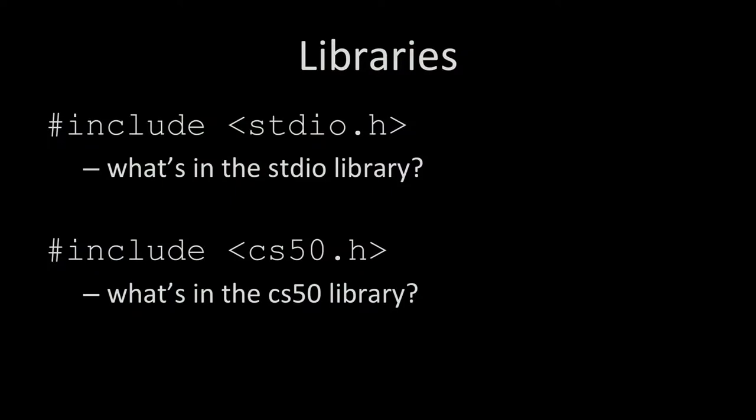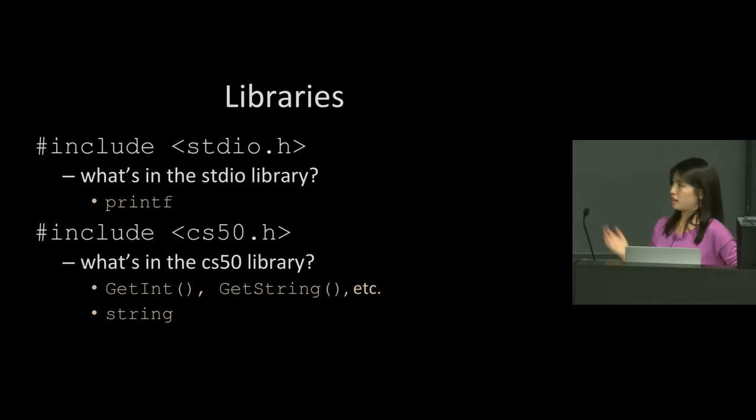So now we talked a little bit briefly about libraries, but the two main ones that we've been using so far in the course are Standard I/O and CS50. What kinds of things are included in the Standard I/O library? Yeah, so far we've used printf. In CS50, we've used getInt and getString, and the data type string also happens to be declared in the CS50 library. We'll talk a little more in depth about how libraries work and how they interact with the rest of your code, but those are the two main ones that we have come in contact with so far in the course.